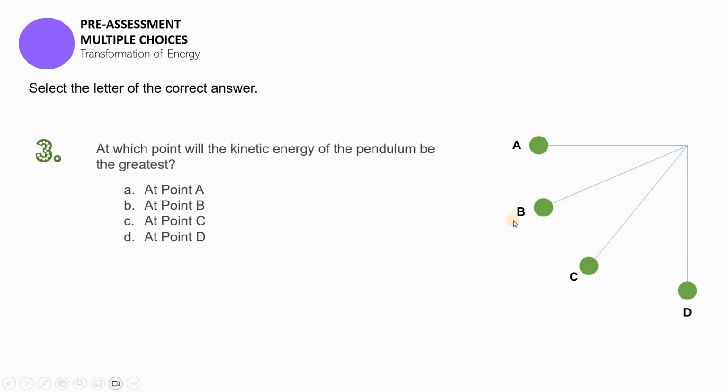For number 3 naman, you have to identify at which point will the kinetic energy of the pendulum be the greatest. Andyan mataas yung kanyang kinetic energy. And then number 4, you have to identify at which point will the potential energy of the pendulum be the greatest.